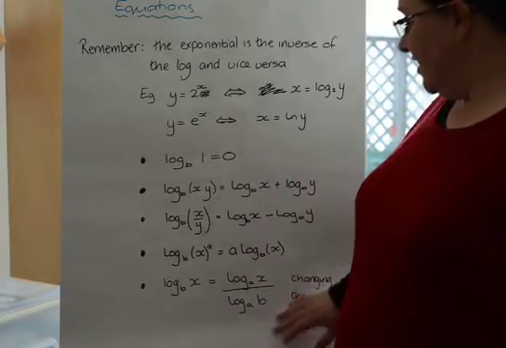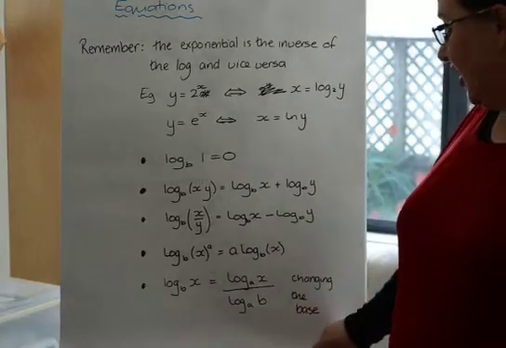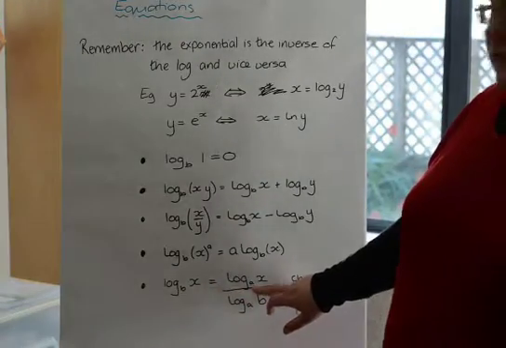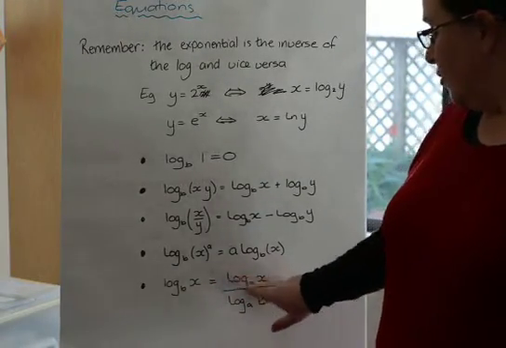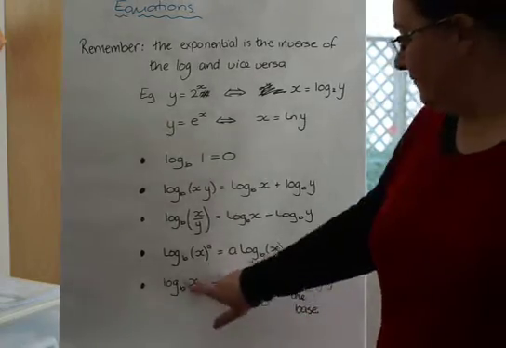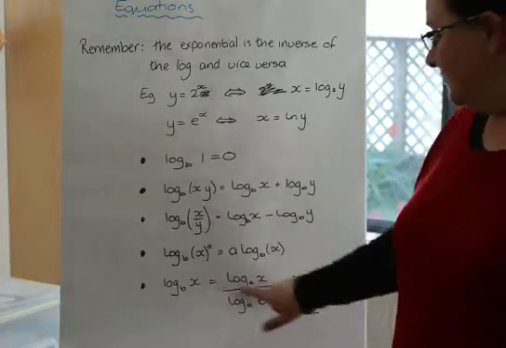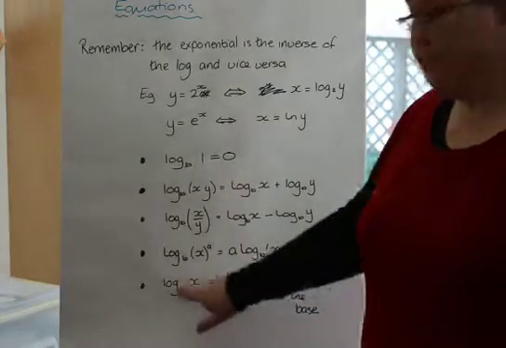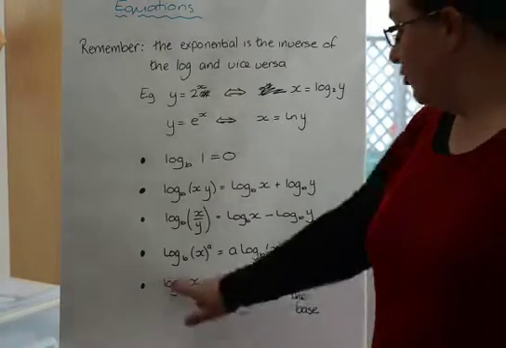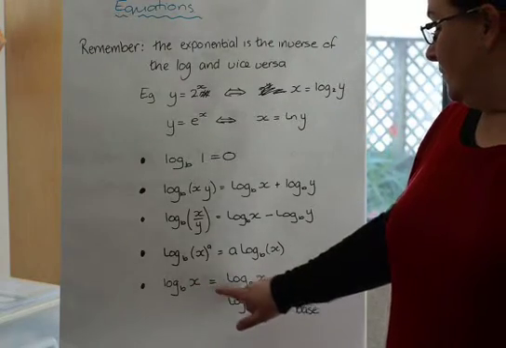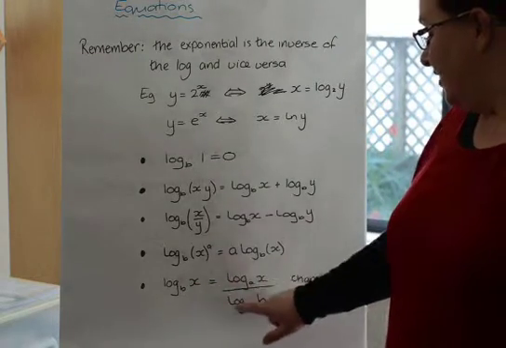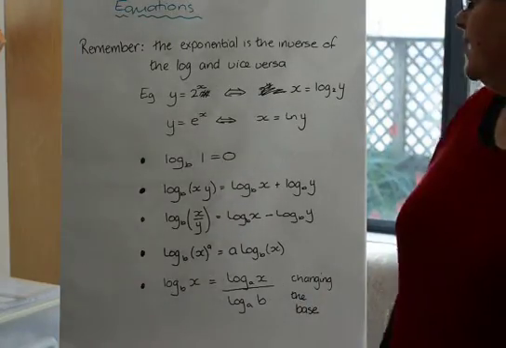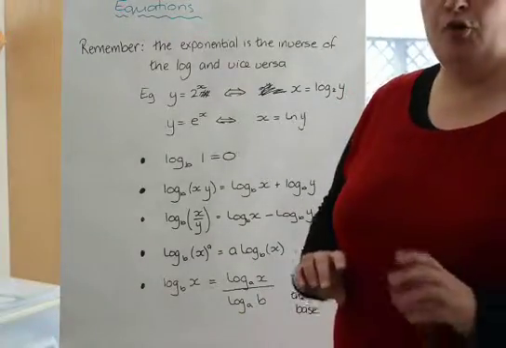Now, this is the interesting bit. If we want to change the base from log b to log a, we take the log base a of the variable x and divide it by the log base a of the previous base. Okay, so log base b of x would be log base a of x divided by log base a of b. Okay, so that's just a quick recap on log rules.